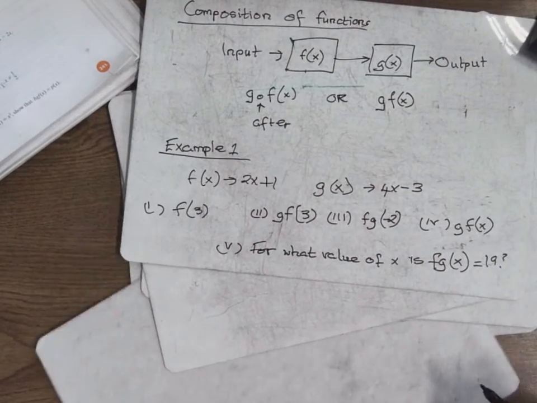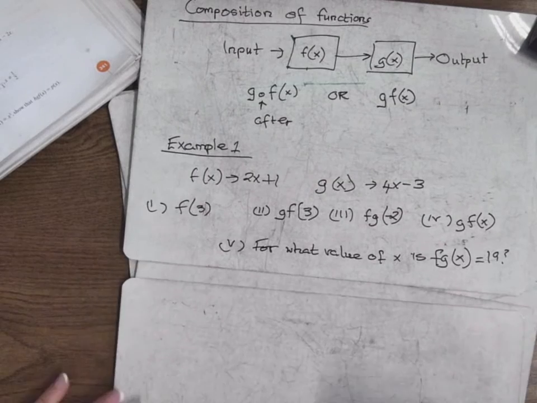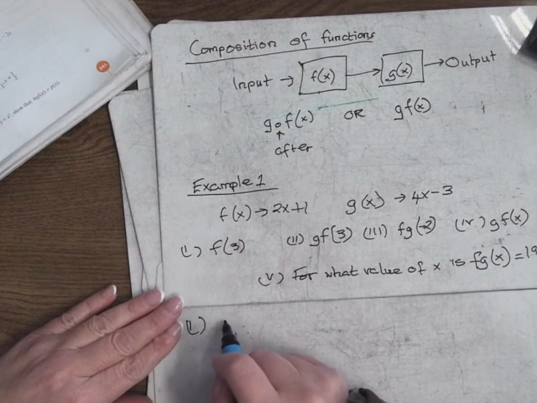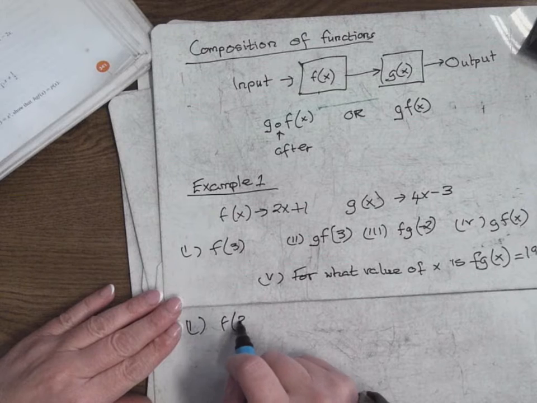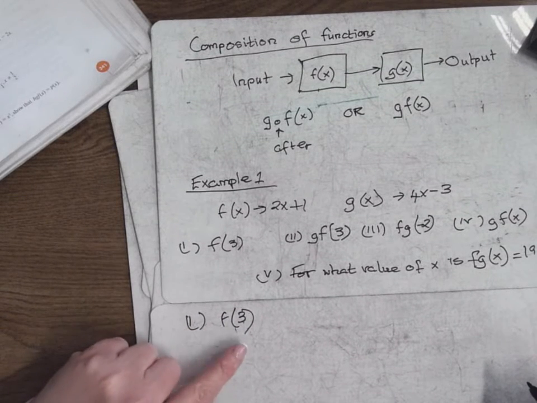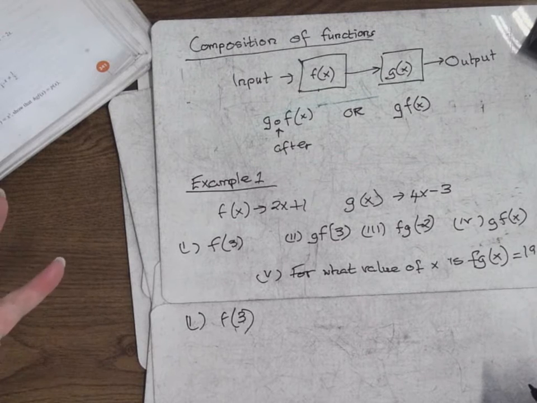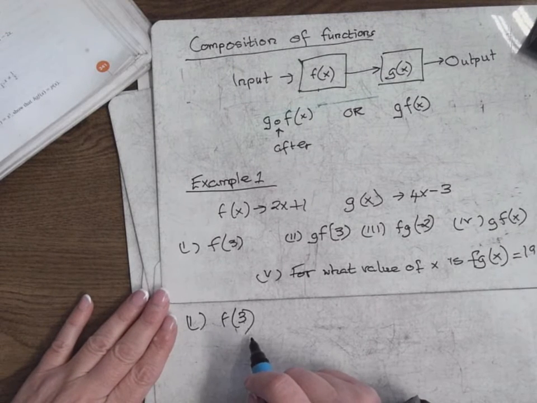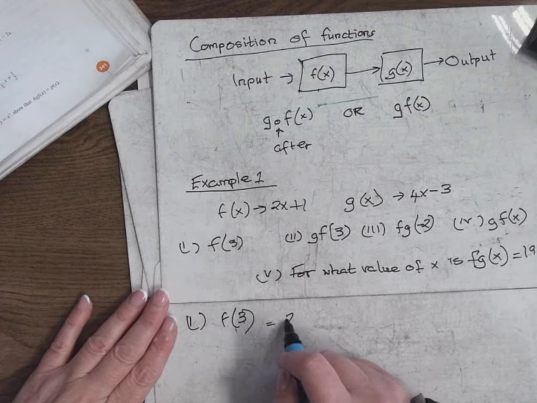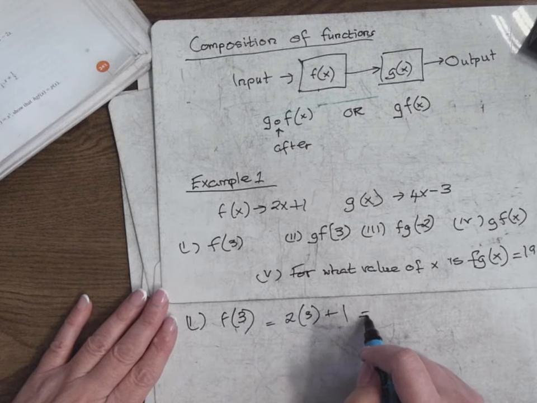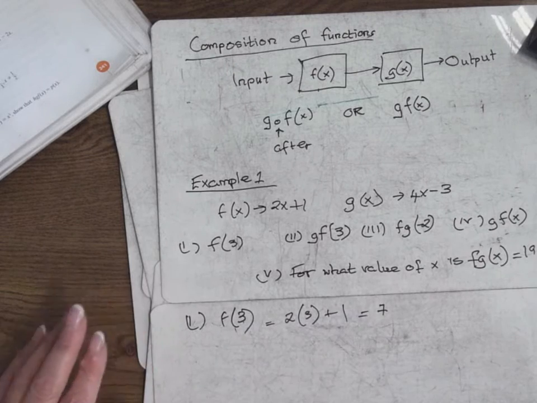Part 1 we can do already, we can do since third year, right? Okay, so part 1 is just f of 3, so f of 3, that just means in f, everywhere I see an x, put in a 3. The 3 is in the brackets, so put it in. So f of 3 is equal to 2 times 3 plus 1, which is 7. Is that okay?